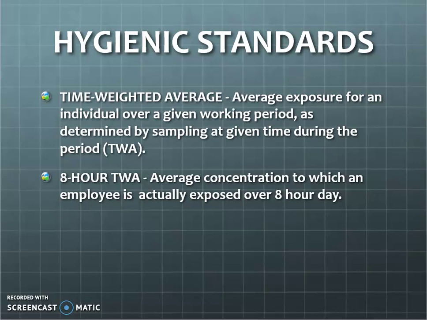Usually when we talk about the time-weighted average, we're referring to an 8-hour interval. That is the average concentration to which an employee was exposed during an 8-hour workday shift. We can be talking about, for instance, the exposure to noise, which will be measured in decibels. We could be talking about exposure of the employee to an airborne substance, in which instance we will be referring to particles per million or milligrams per cubic meter.